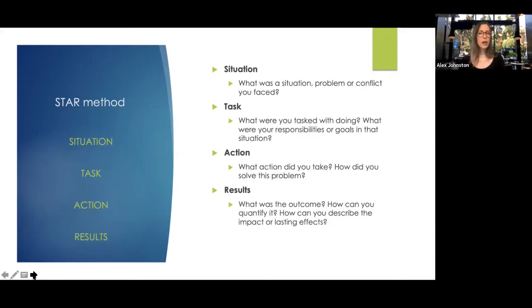But as we know, there are a lot of qualitative ways that you can describe impact. So in that sense, you could talk about the lasting effect of what you did, how you affected a process, or how people responded to your results, and what effect did that have for your organization. We'll get to that. But remember, we're focusing on action and results for your resume.